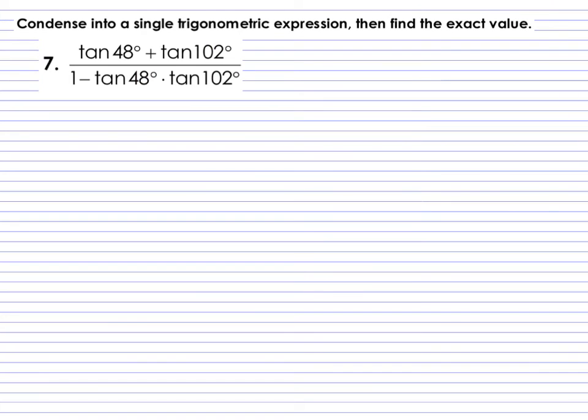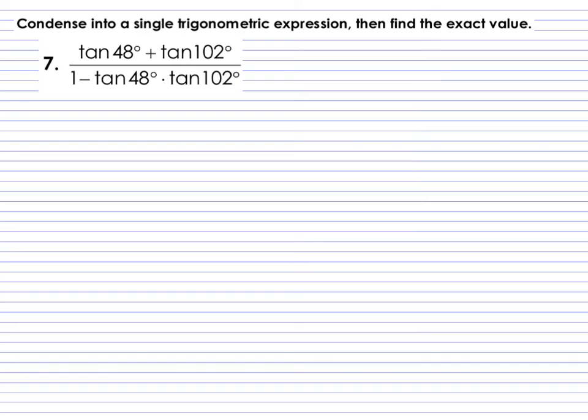So now I'm going to skip over to number 7. In numbers 7 through 10, they ask us to condense the trig expression into a single one. So we've got all kinds of terms that are separate, and what we're going to try to do is use these sum and difference formulas backwards. And then we're going to find the exact value based on that single trig function.